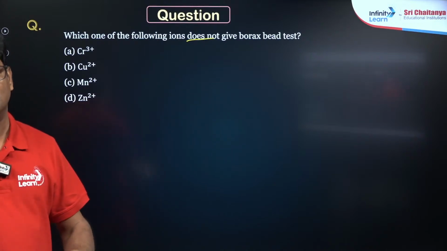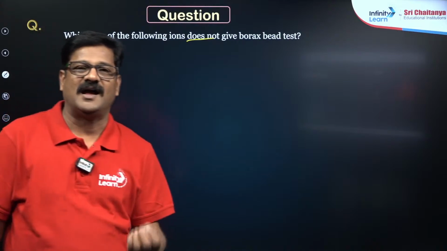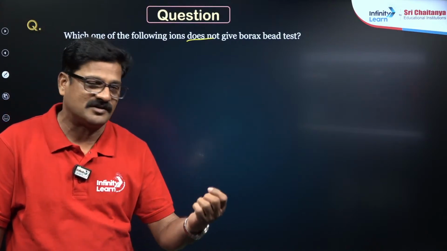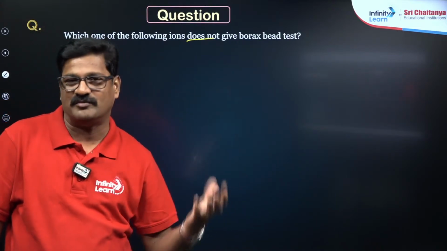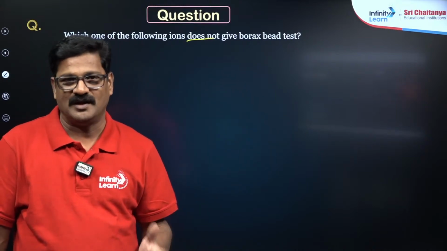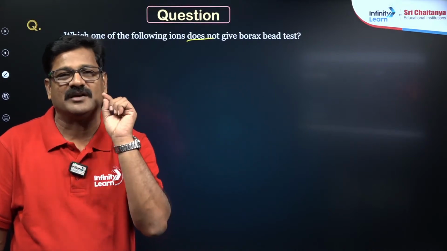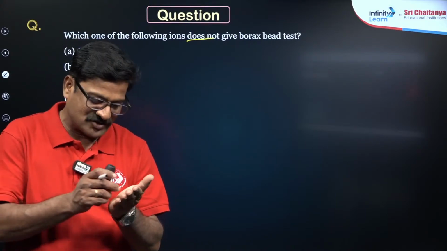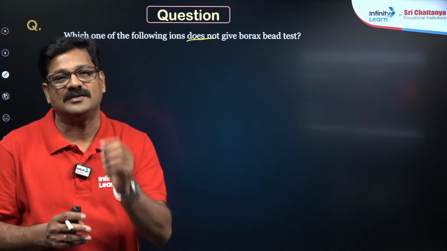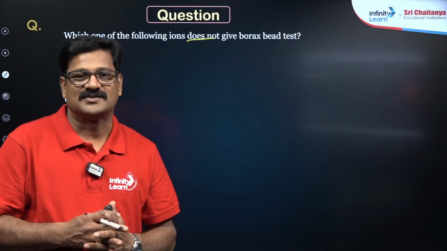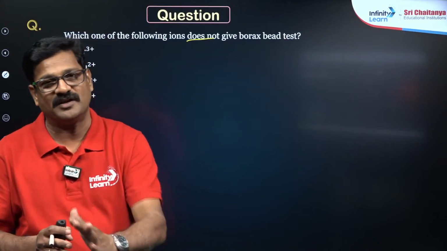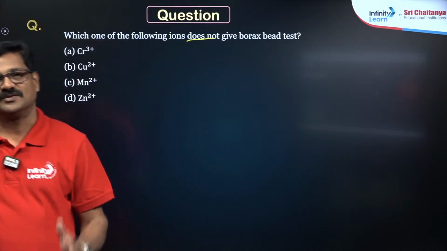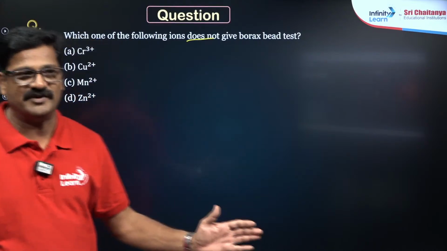Borax bead test. Borax is heated, so that sodium tetraborate is formed, metaborate is formed, and boric anhydride is formed. This is going to give a transparent glassy bead. When this transparent glassy bead is touched with a colored ion, you are going to get a colored bead. So this colored bead is going to be a record for this test. So this test is called the borax bead test.